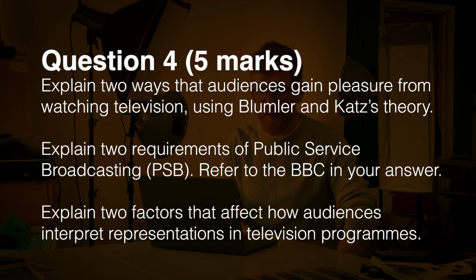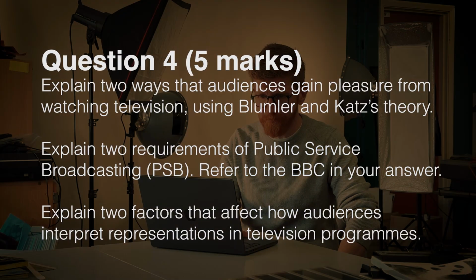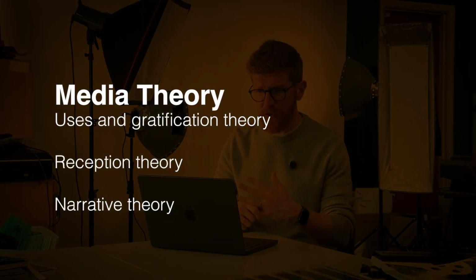Explain 2 factors that affect how audiences interpret representations in television programs. So, just like we did in question 1, we need 2 answers which we expand upon with the appropriate terminology to get the full 5 marks. Now, really, anything could come up in these questions, so a good place to start would be to make sure that you are up to speed with the named theories that you are supposed to be comfortable with in GCSE media studies. These are uses and gratification theory, reception theory, and Todorov's narrative theory.